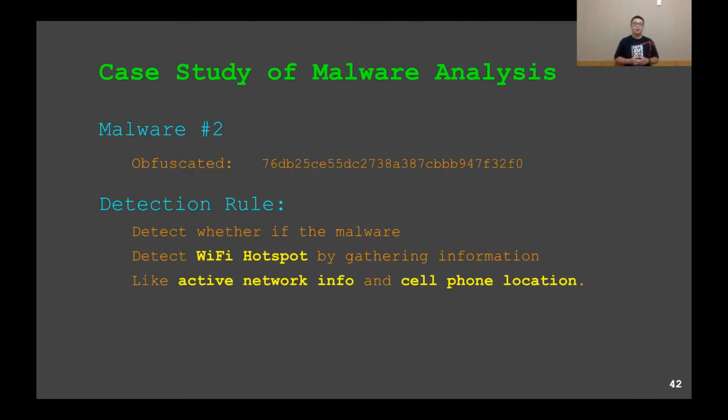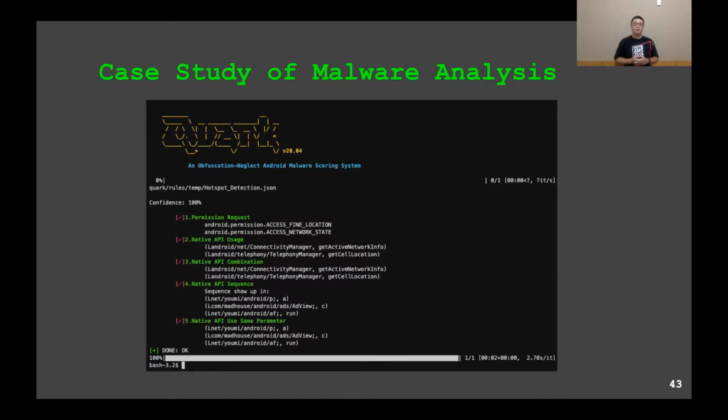And now, let's look at the second malware. This is an obfuscated one. We will use the rule in Quark Engine to find whether the malware detects Wi-Fi hotspot by gathering information like active network info and cell phone location. Okay, so as a malware analyst, we read the report backwards. As you can see, in stage 5, there are functions like p.a, atview.c, and af.run. Those functions have two functions that contain the native APIs respectively, and they're handling the same register.